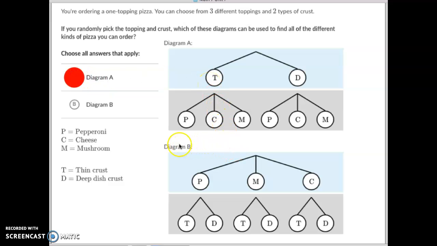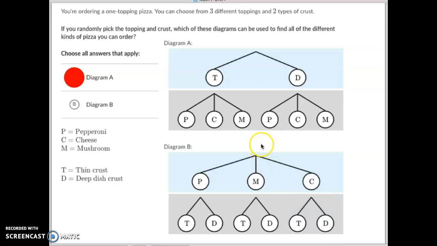See, letter B. Oh, this one is starting with the toppings. So here we've got pepperoni, and we could do pepperoni in a thin crust, or we could do pepperoni in a deep. We could do mushroom in a thin crust or a deep, or we could do cheese in a thin crust or a deep. Actually, that one works too. I mean, it doesn't matter.